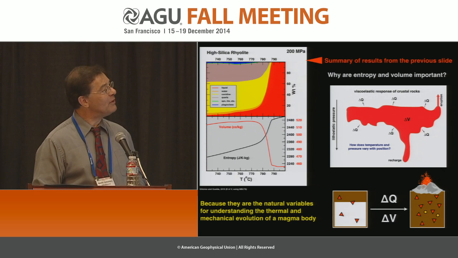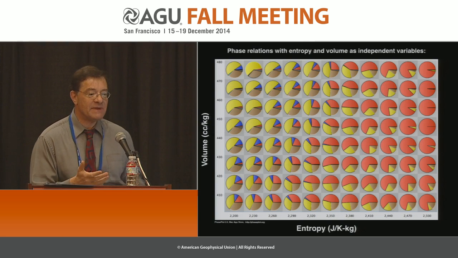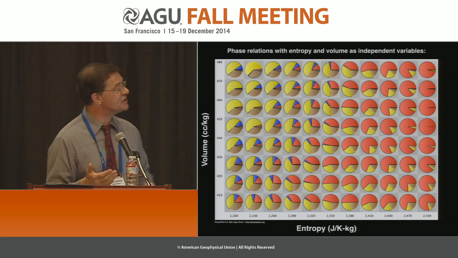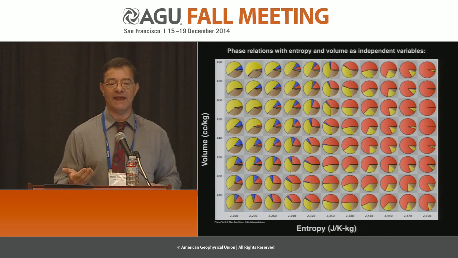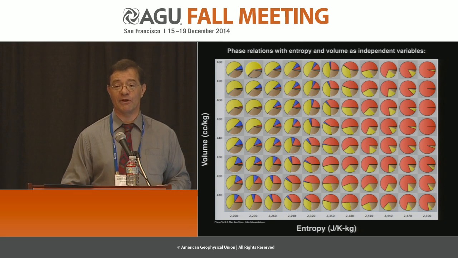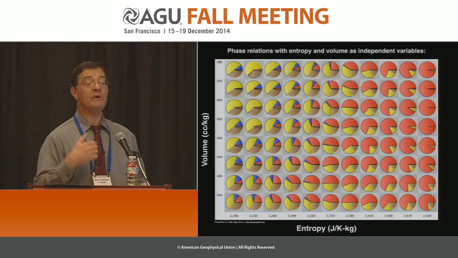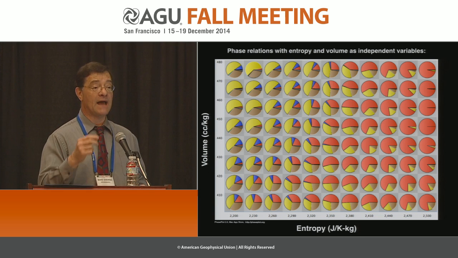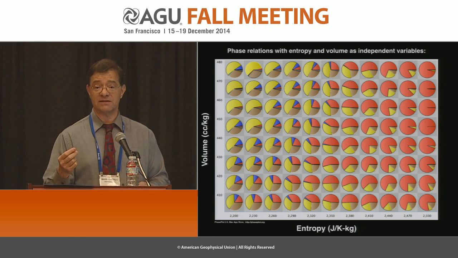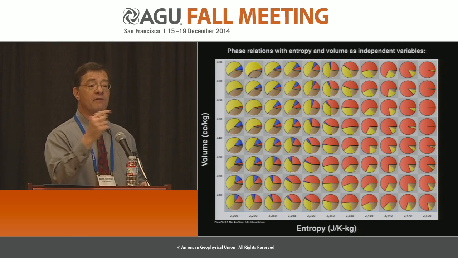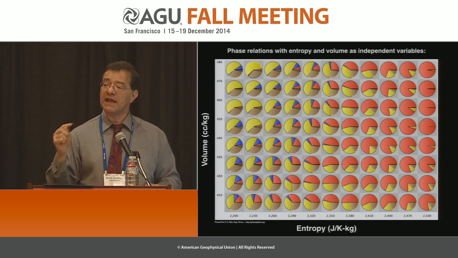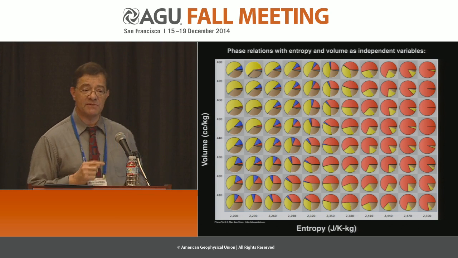And so what we really want to do is be able to do phase equilibrium calculations in volume entropy space. Now you know that I'm really nuts. Who thinks in volume entropy space? Well, we don't, but I contend that nature does. And it's really volume and entropy that are the independent variables for crustal magma systems.